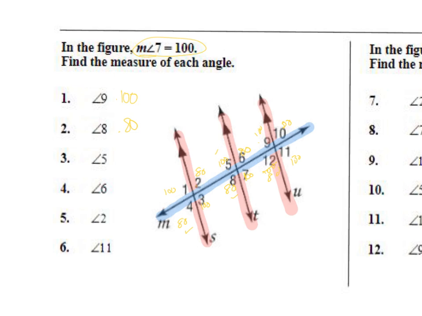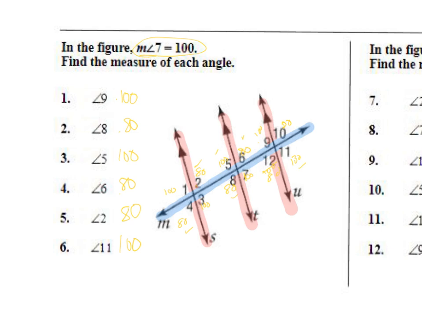Angle 5 is 100. Angle 6 right here is 80. Angle 2 is 80. And angle 11 is 100. Keep in mind that it's always very important to determine which lines are parallel to one another, not just to assume that they are parallel. Make sure that you're looking at that given information as well as the notation.